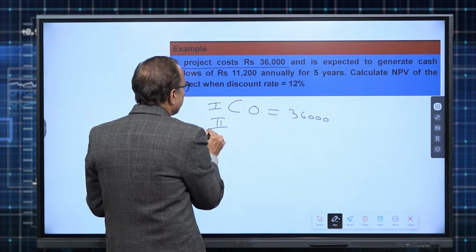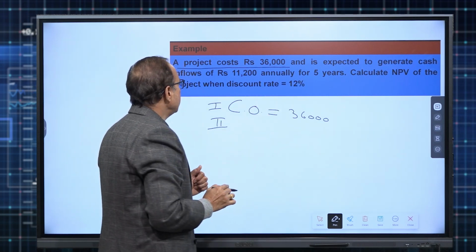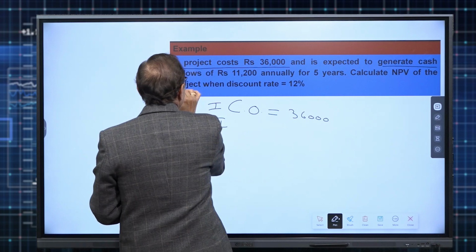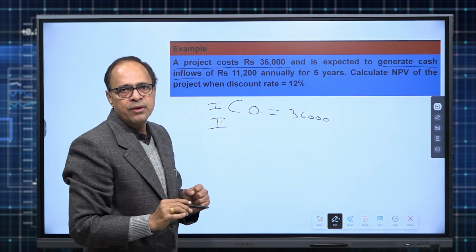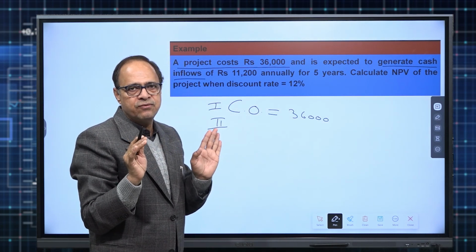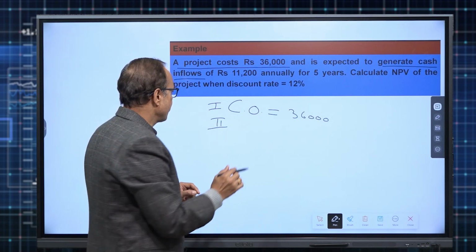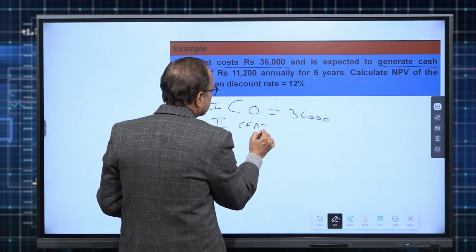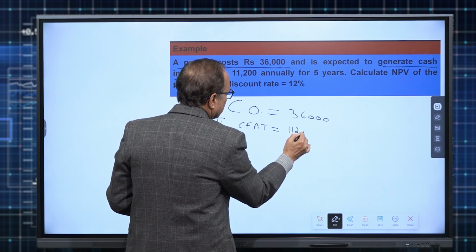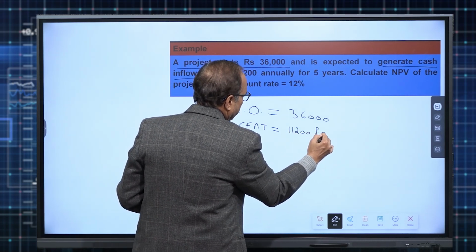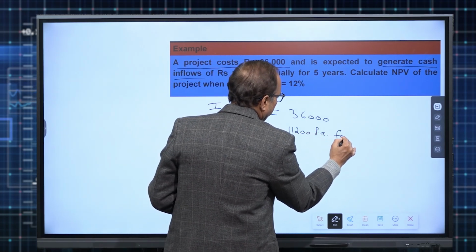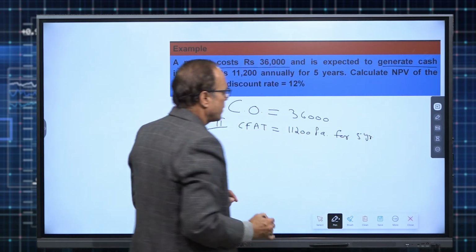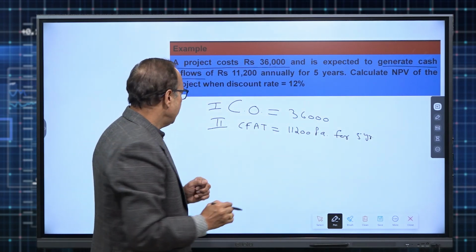Step number 2. It is expected to generate cash inflow. That means we are straightway given the final answer of cash inflow. We need not work out anything else. We are given cash flow after tax every year, so cash flow after tax is 11,200 per annum for 5 years. That is step number 2.